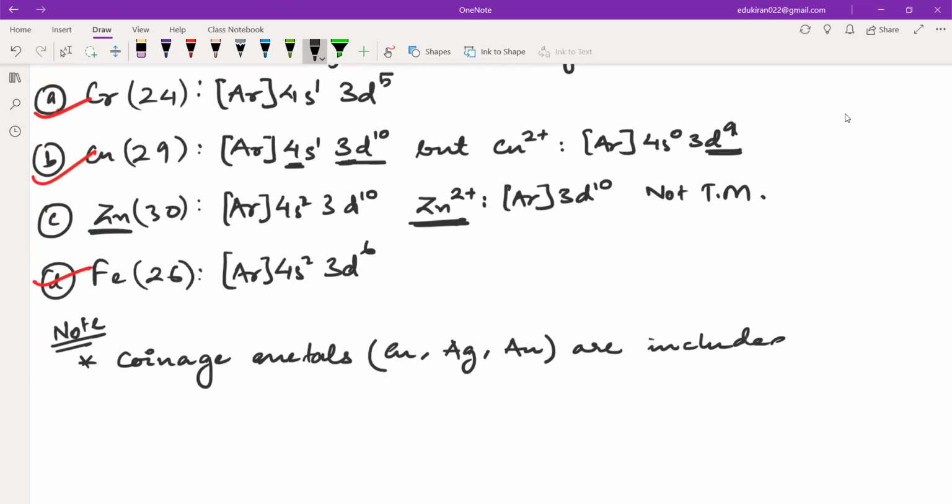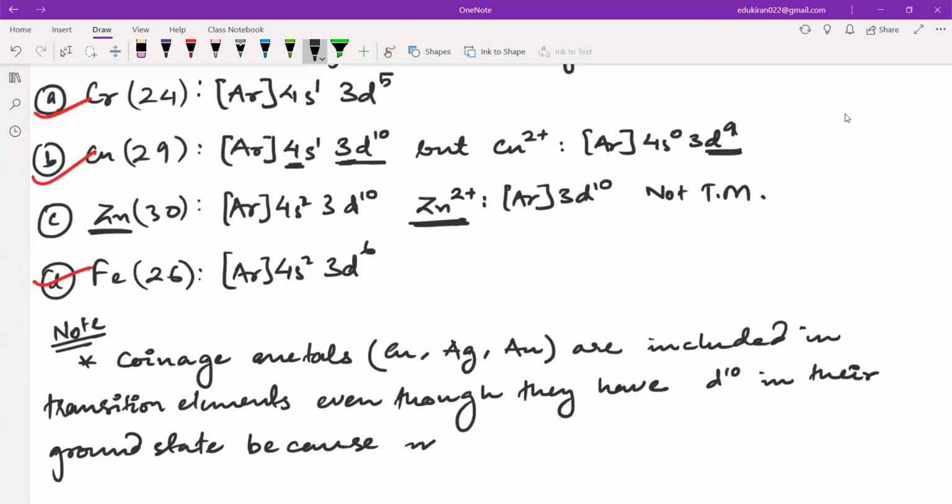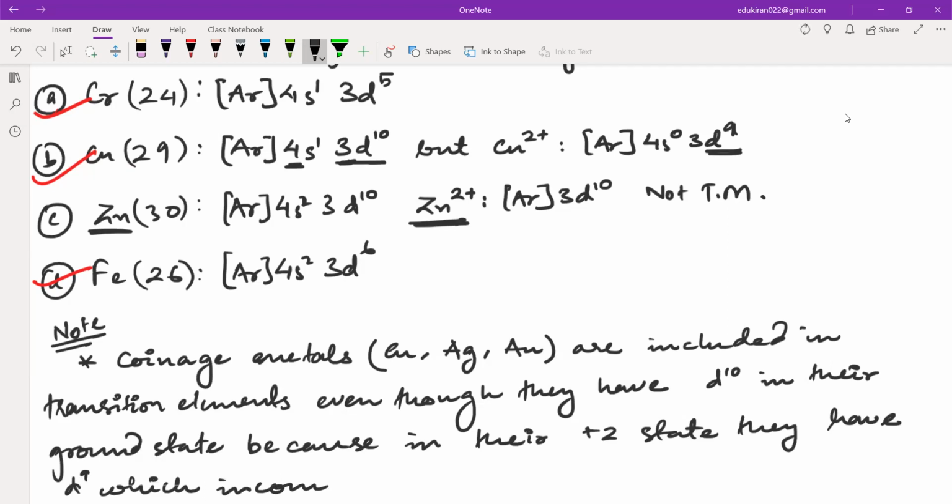Coinage metals are included in transition elements, even though they have D10 in their ground state, because in their +2 state they have D9, which is an incomplete D subshell.